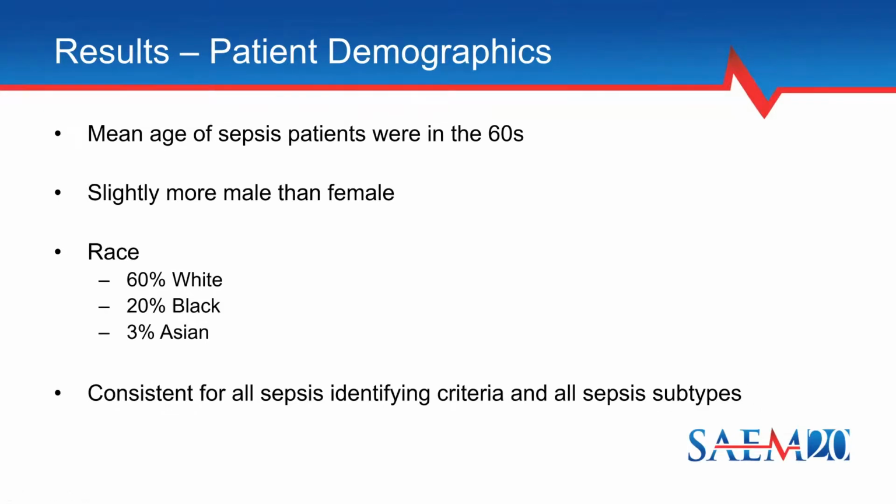In terms of patient demographics, across all sepsis identifying methods and subtypes, the mean age of sepsis patients was about 60s, and they were slightly more male than female, but almost 50-50. In terms of race, they were about 60% white, 20% black, and 3% Asian. And all these patient demographics were consistent across sepsis identifying methods and sepsis subtypes. This shows that the Vision database is actually quite robust.